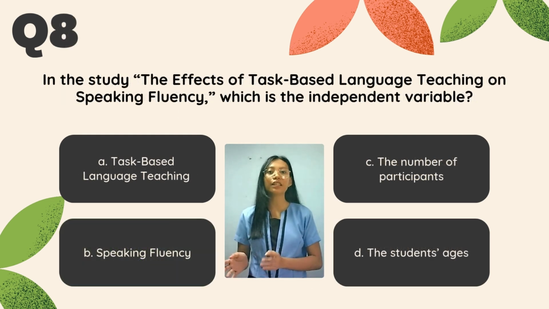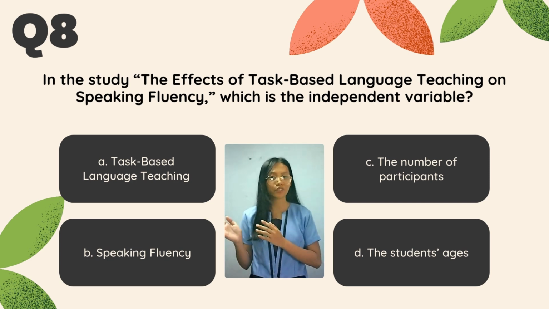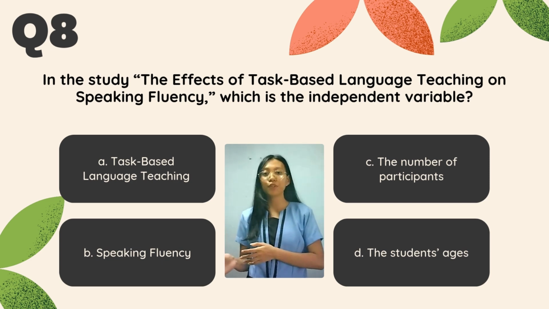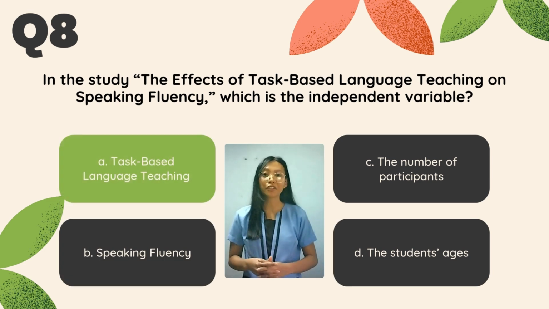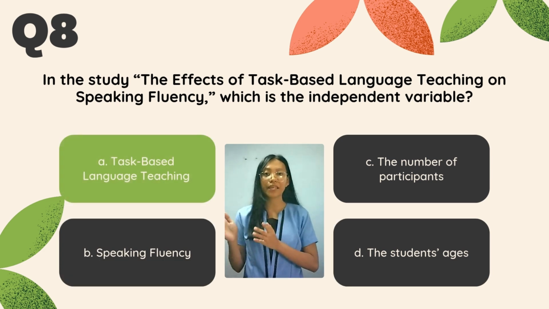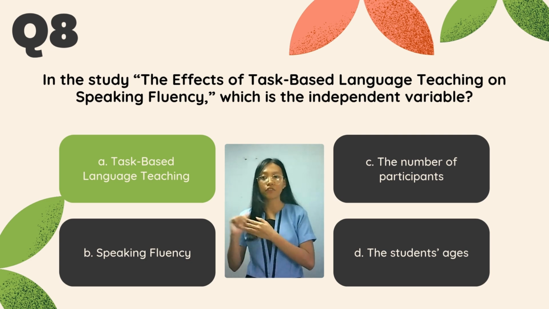So in this study, the effects of task-based language teaching on speaking fluency, which is the independent variable? Is it letter A, the task-based language teaching, B, the speaking fluency, C, the number of participants, or is it letter D, the student age? So the correct answer is letter A, the task-based language teaching. As we all know, the independent variable is the factor that is manipulated or controlled by the researcher to observe its effect on another variable.